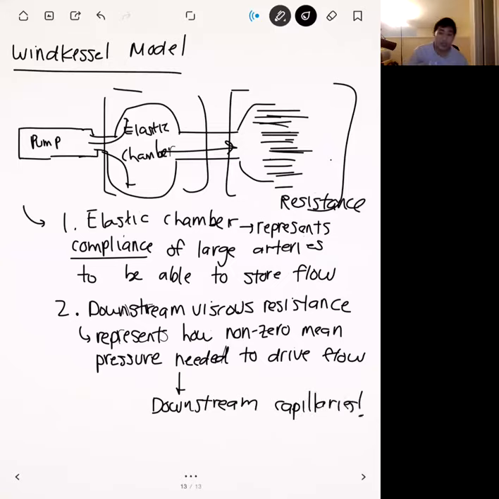Okay. And so, just like in the experiment, the downstream capillaries are extremely small, and they're going to contribute a lot of this viscous resistance. Okay. All right. And so, from this Windkessel experiment, what scientists have found is that these two features are the core features of cardiovascular fluid flow that a lot of models need to be able to capture.